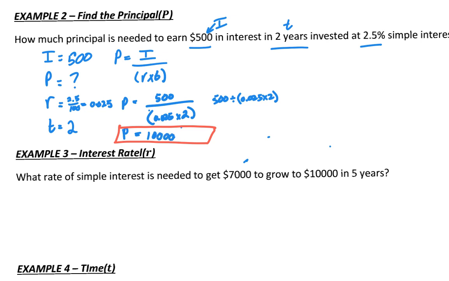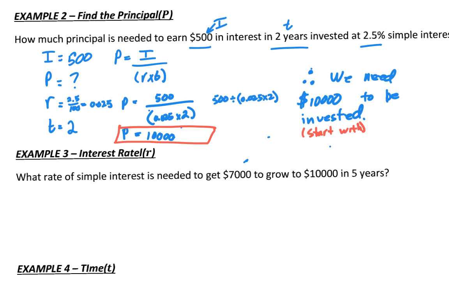So we do our final statement as well. So now that is how we get our final answer. And we say we need $10,000 to be invested, or we could say we could start with $10,000. Now let's move on to the next problem.